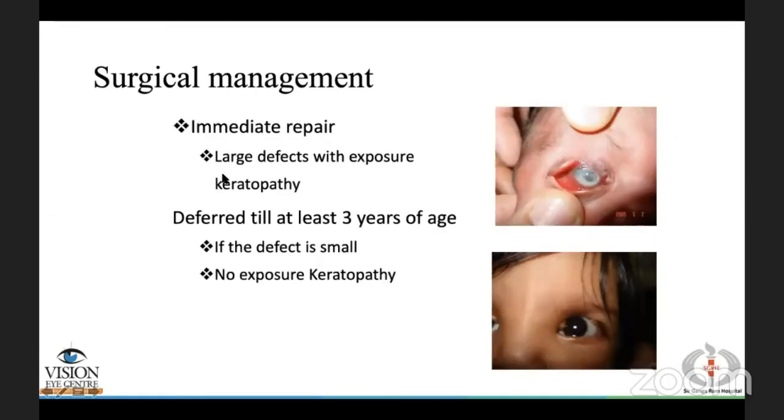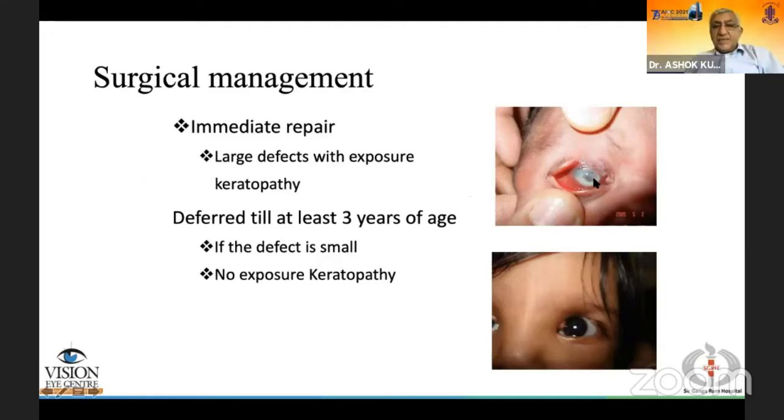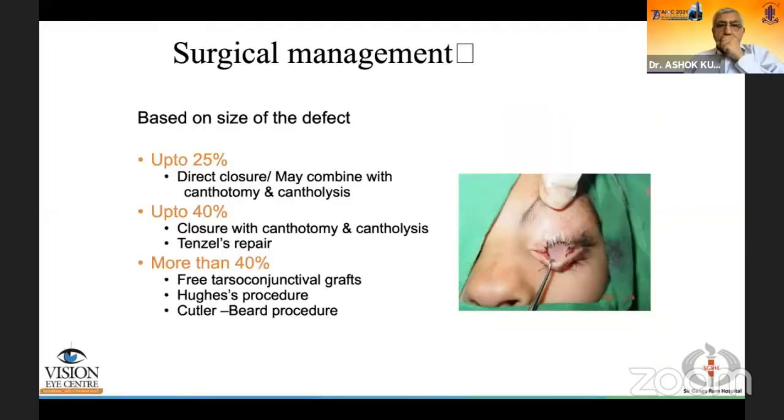The surgical management is immediate when there are large defects, especially those with absent superior fornix and with exposure keratopathy. But in those where the defect is small and there is no exposure, it may be deferred for 3 years or more. And the surgical management is decided on the size of the defect.